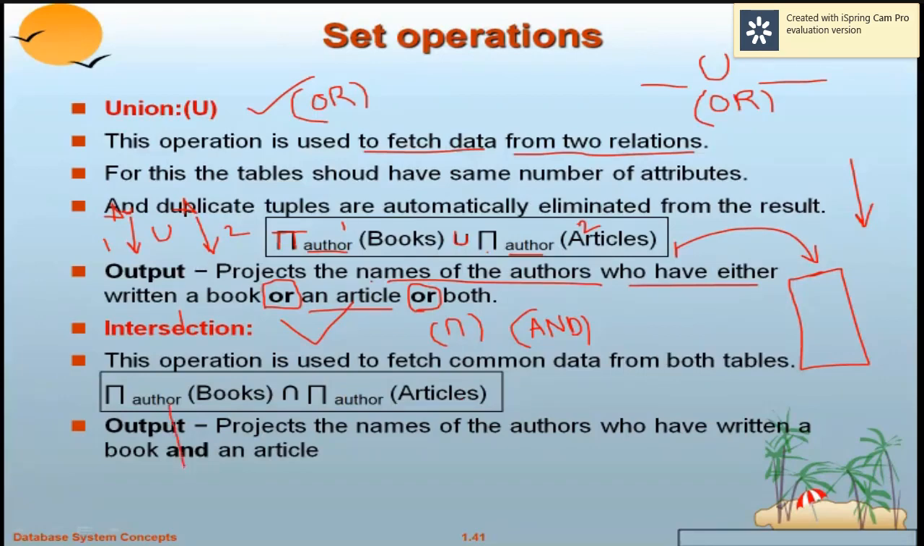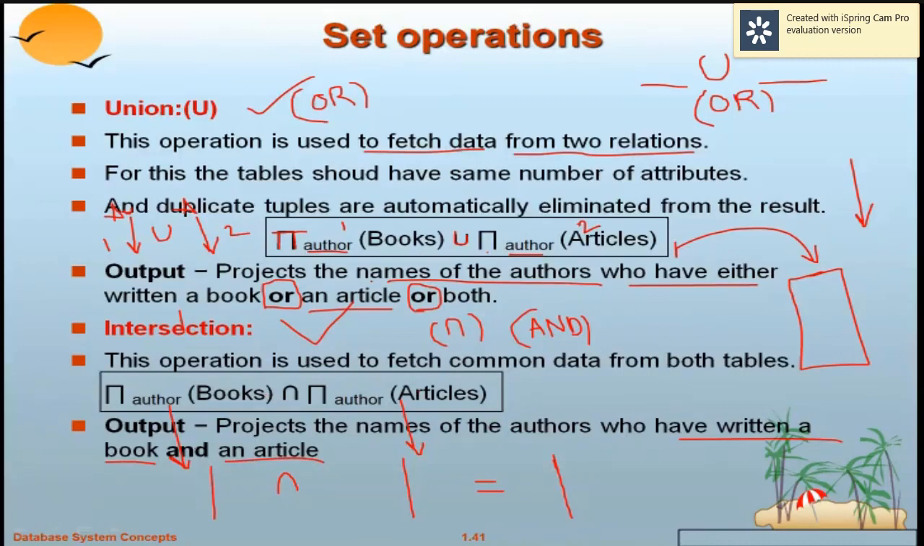For this particular query, I'll be getting all the author names from the table book, and for this particular query, I'll be getting another column of author from the table articles. So I have two columns over here. For this, I'm applying an intersection operator. And what output will I be getting here? I'll get one single output of authors who have written a book and an article. So I'll be getting only those authors who have written a book and also an article.